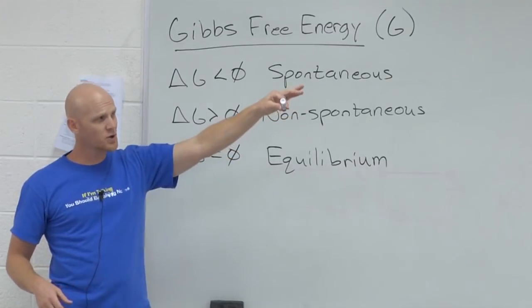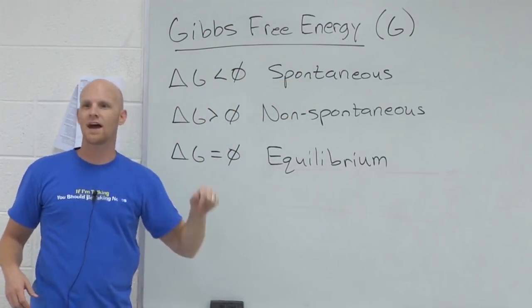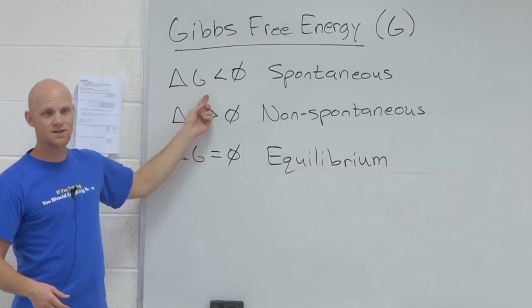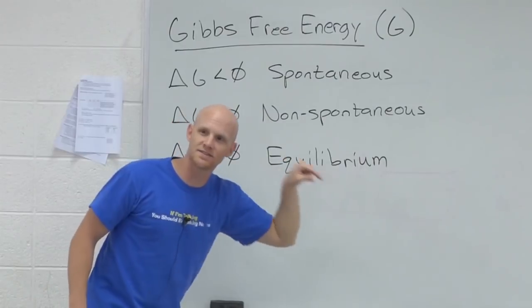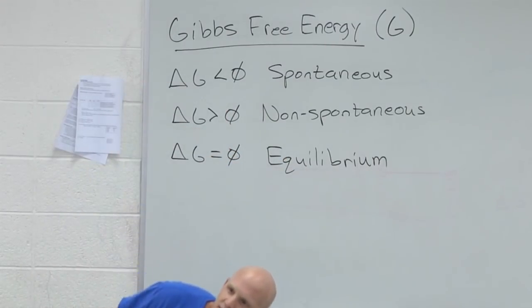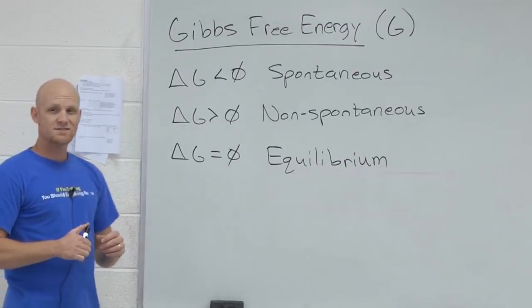So if I let go of this marker, where's it going to go? Down. Gravity propels things downward. And conveniently, it starts with a G. Delta G, I want it to be negative. I want the change to be going down. It's a decrease in Gibbs free energy for a spontaneous process. Questions?